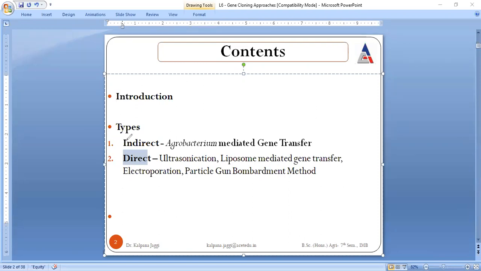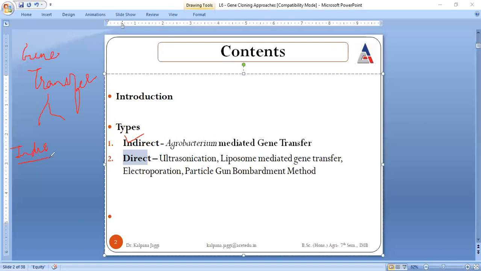So two methods we are going to discuss today. The one is indirect, that means we are transferring a gene. In gene cloning approaches, we are all going to discuss gene transfer methodologies, right? And transfer is basically carried by two methods. The very first is indirect, and the other one is direct.